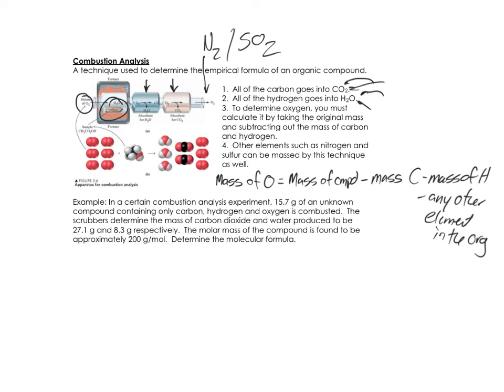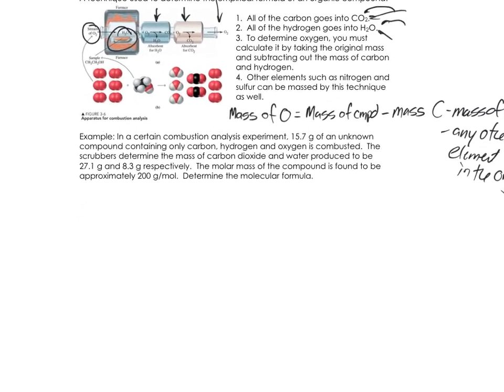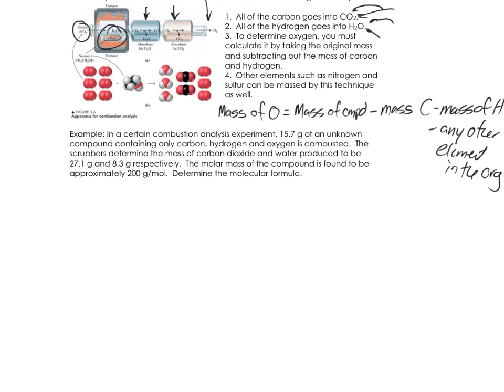So it's best to demonstrate this. The way that you get the mass of the carbon and hydrogen that's present is just through some dimensional analysis. So I have 15.7 grams of an unknown, and it has carbon, hydrogen, and oxygen in it. The scrubbers, which are the name of the filters, have carbon dioxide of mass 27.1 and water of 8.3. The compound has a molar mass of 200 grams per mole, which is usually determined through things like mass spectroscopy.